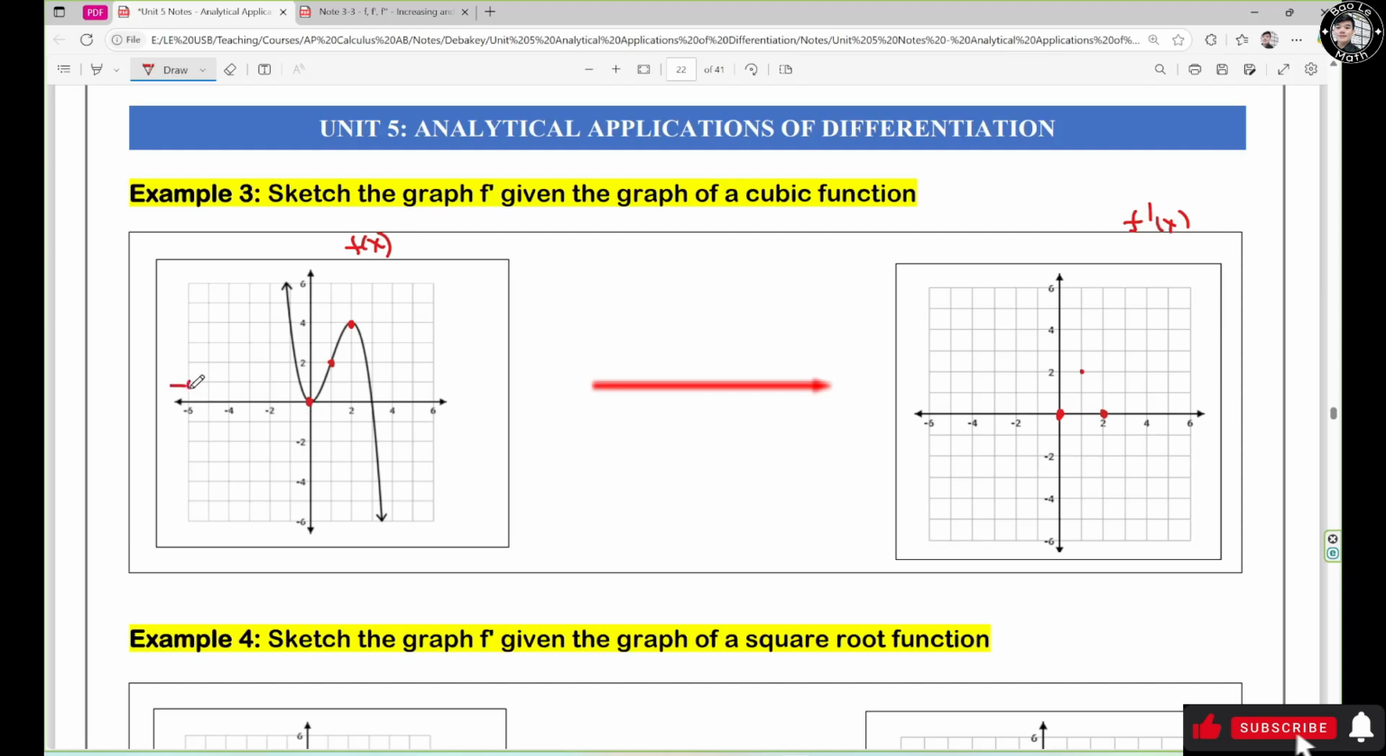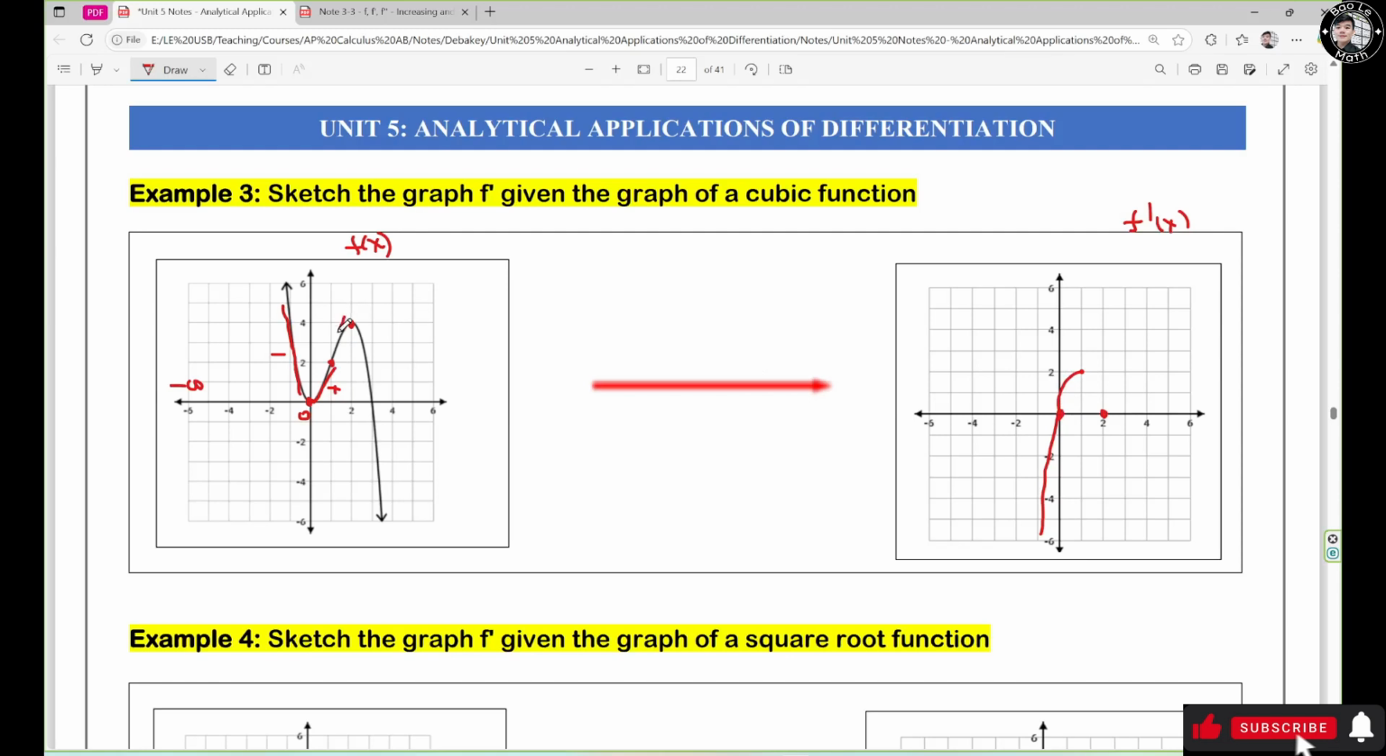Now from negative infinity to 0, we need to draw the tangent line of the function f of s, and you see that the slope of the tangent line is negative, right? Which means the graph of f prime of s should be below the x-axis, right? So it could be something like this. Next, we need to draw the tangent line from here, and the slope is positive, right? So this guy should be above the axis, so it could be like this.